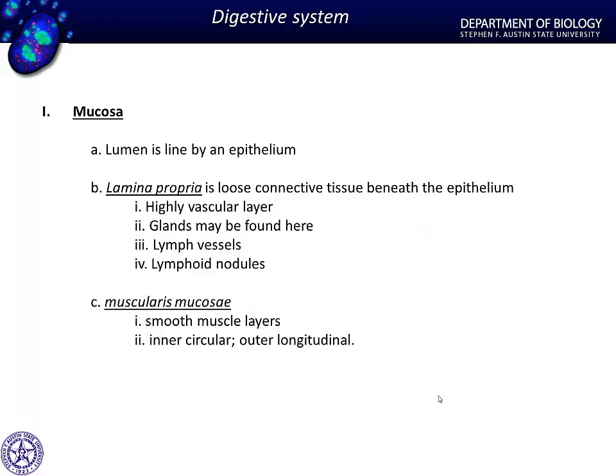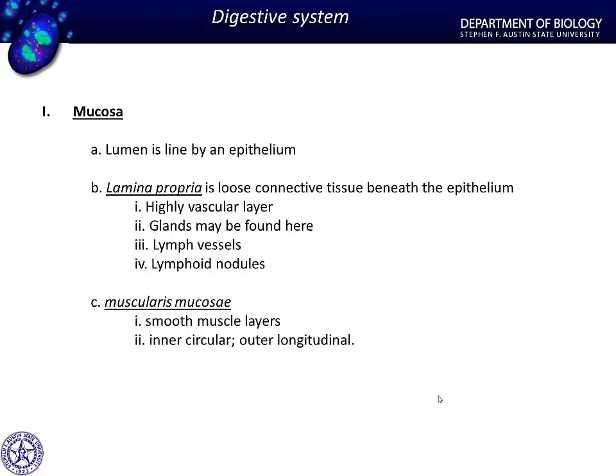So starting with the mucosal layer, the one on the innermost portion of the canal, this is where we find the epithelium, and depending on where we are in the alimentary canal, it could either be simple columnar, if we're in the intestines, for instance, or it might be stratified squamous, non-keratinized epithelium in the upper part of our esophagus. And so we're going to recognize that epithelium.